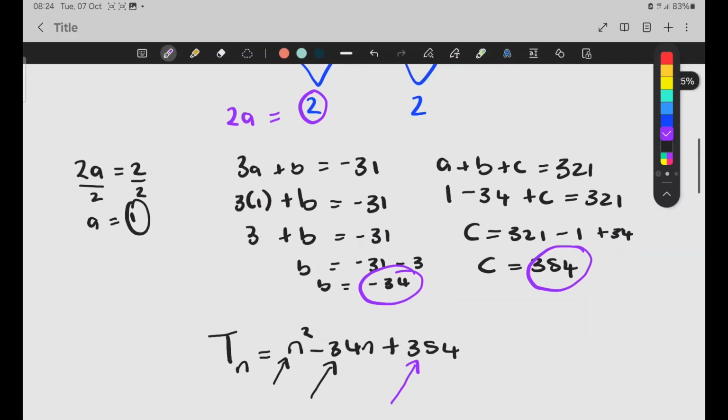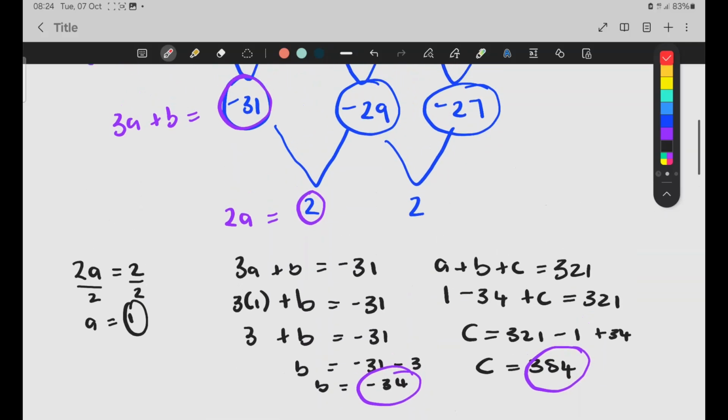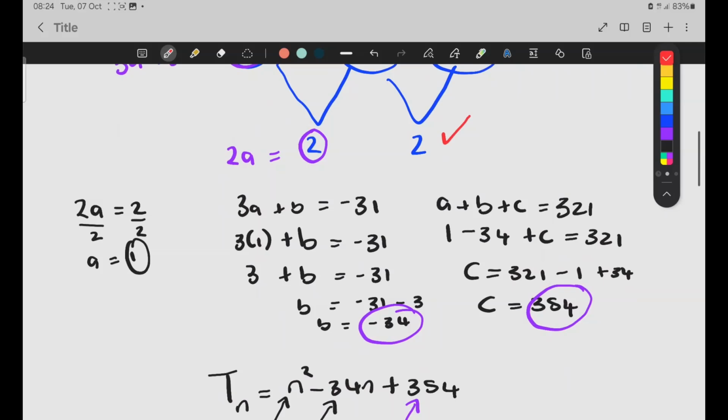Okay, so how do we get marks? This is a 4-mark question. So if you got to the constant second difference, that's a mark. Then working out a, b, and c, and that's how you get 4 marks.